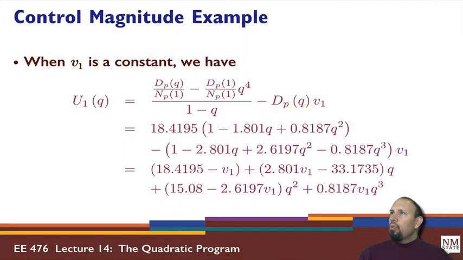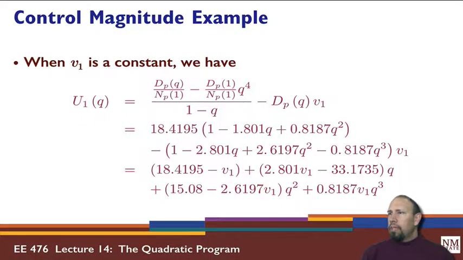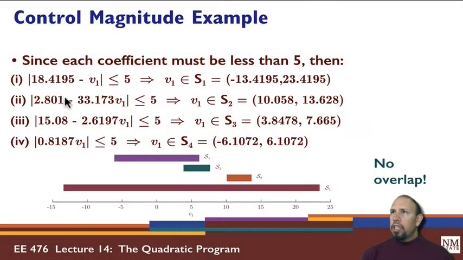So in this case, we let V1 be a constant, and see what happens with a constant. We multiply it all out. We collect coefficients in Q, and we look at these coefficients in Q, and we can check the control magnitude constraints. Now we can look at for what values of v1 each of these coefficients is less than 5. So we look at these inequalities.